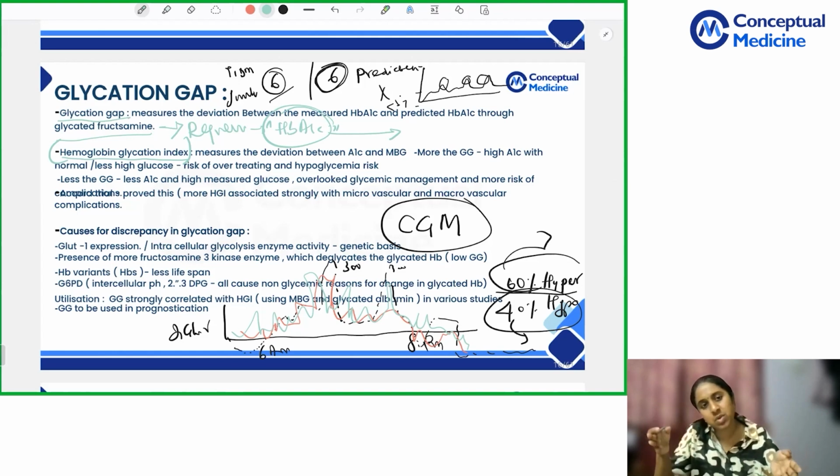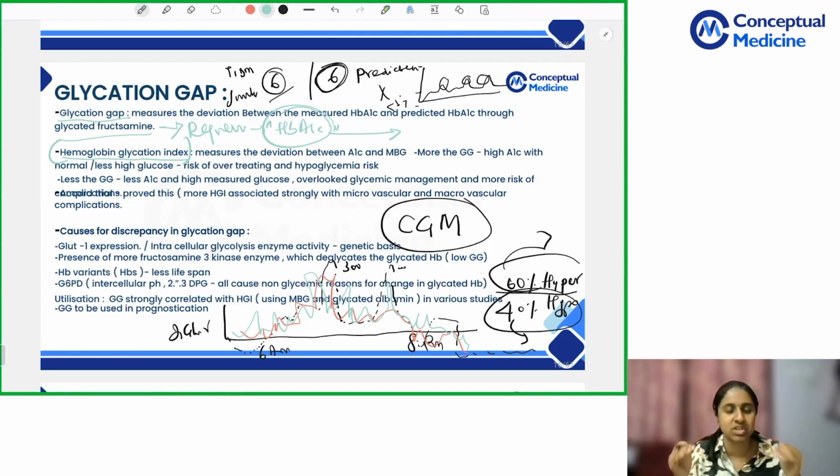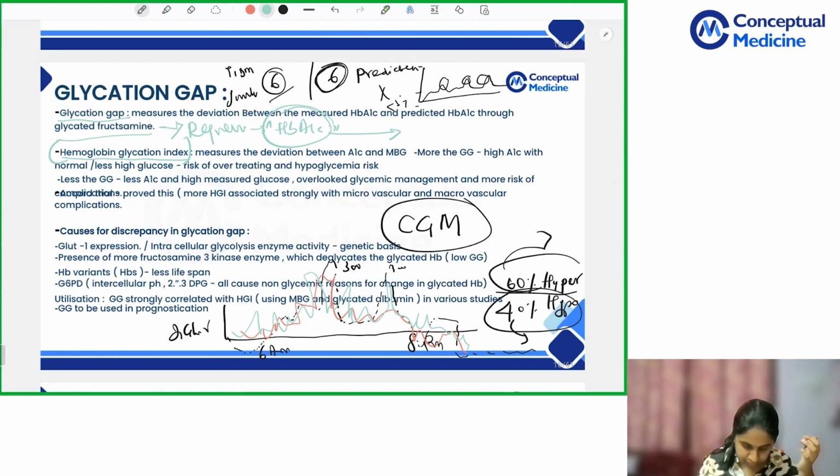When you are measuring HbA1c and comparing it with the mean blood glucose, which is otherwise the machine's HbA1c, then that difference is called the hemoglobin glycation index. Now you can ask me, what is the difference? Why should I be even bothered about it? So these are all the things that you have to know.